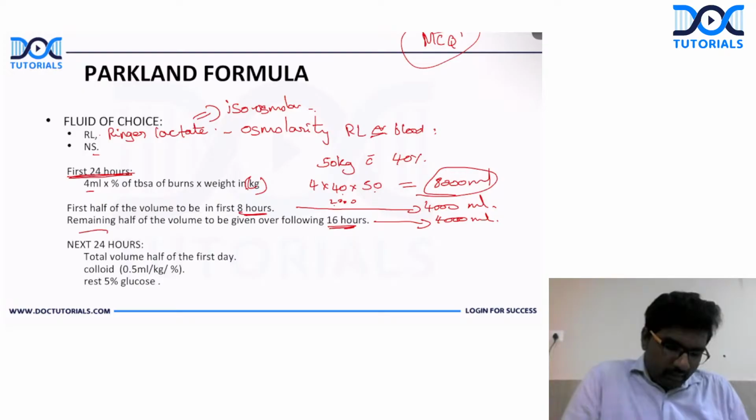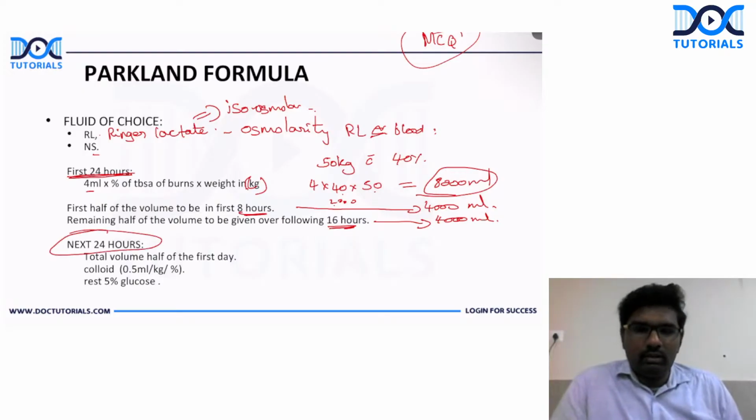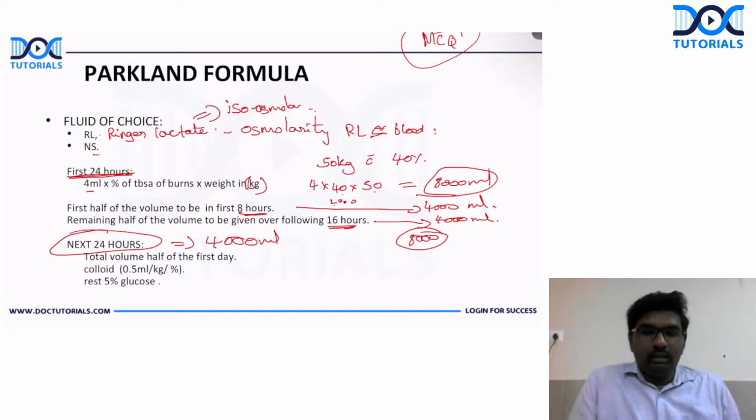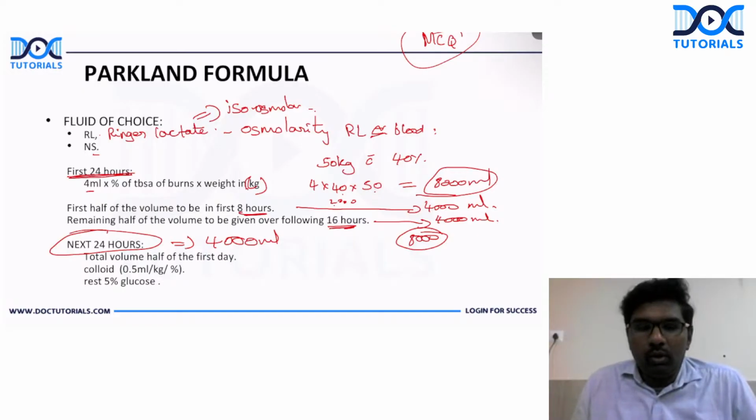For the second day, the next 24 hours, half of the first day's total volume is required. For example, in this case, 8000 is given on the first day of injury. The next 24 hours, it will be 4000 ml. That is half of the total volume given on the first day.